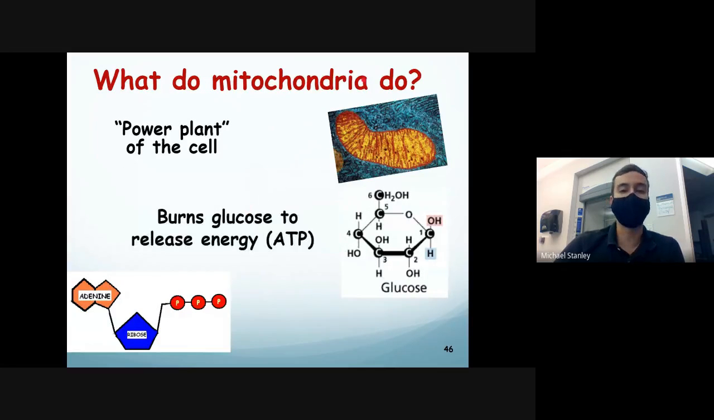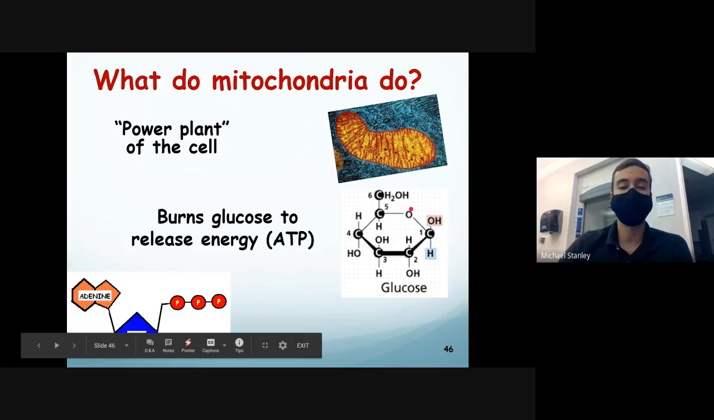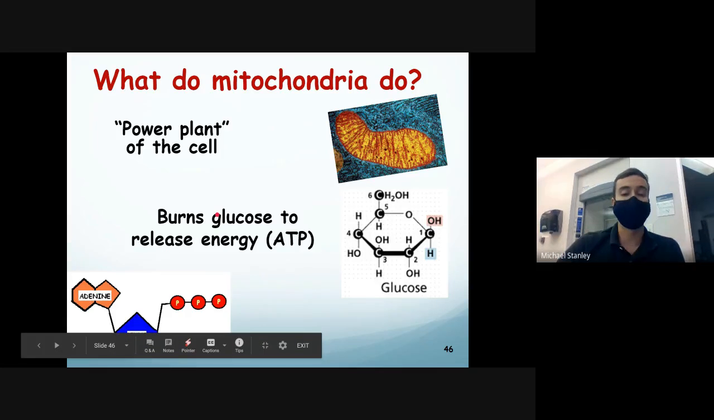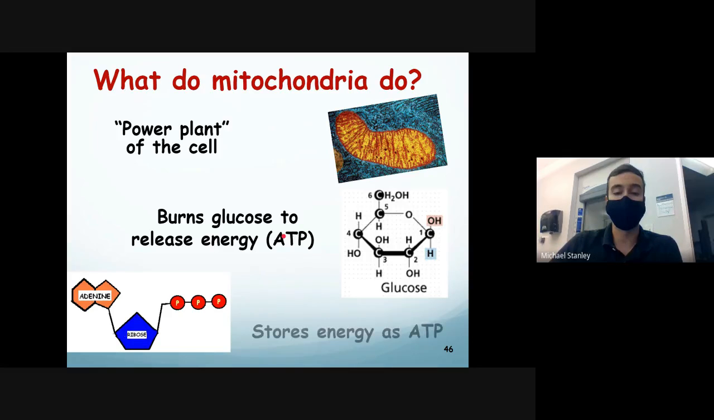So again, mitochondria, powerhouse of the cell, the power plant for it. They take our glucose molecule. So remember, this is one of our simple sugars from when we were talking about the macromolecules, our little glucose here. And it turns this glucose molecule into ATP, which is this guy over here. It has a big fancy name. It stands for adenosine triphosphate. You don't have to know that. You just have to know it's called ATP, and it's what gives the cell energy.